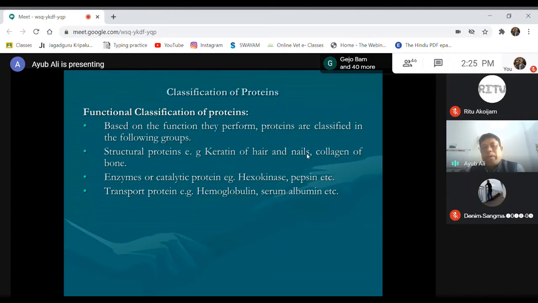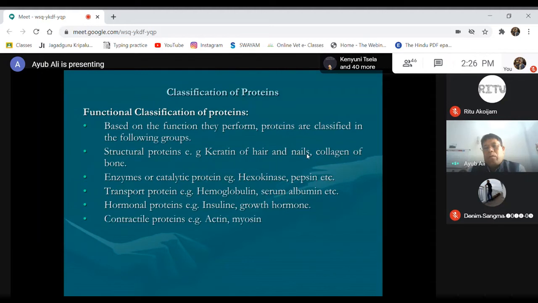Say serum albumin, it is involved in transportation of the fats, lipids, and all that. So if the proteins are involved in the transportation of molecules, they are classified as the transport proteins. Then some proteins act as hormones, so that will be classified as the hormone proteins. Examples are insulin, growth hormone, glucagon. There are so many.